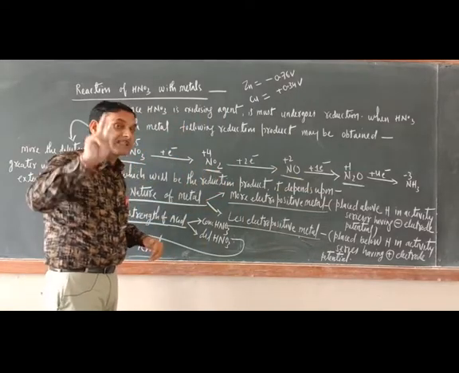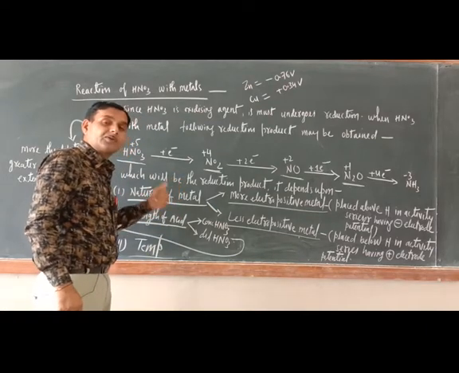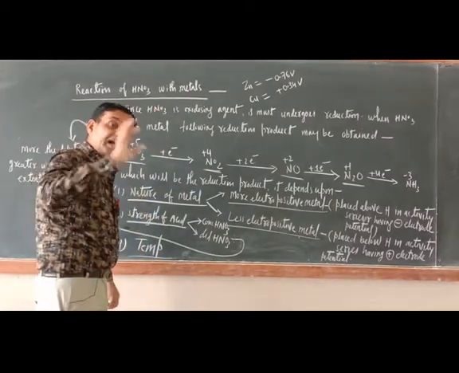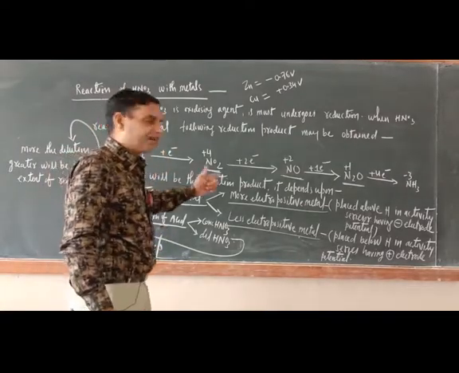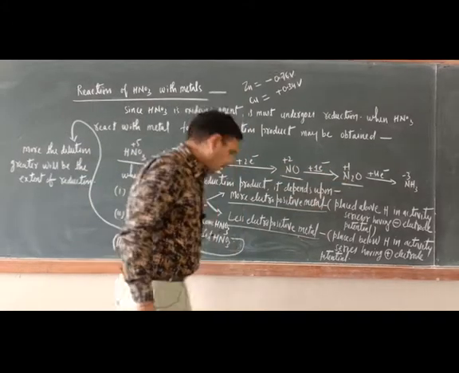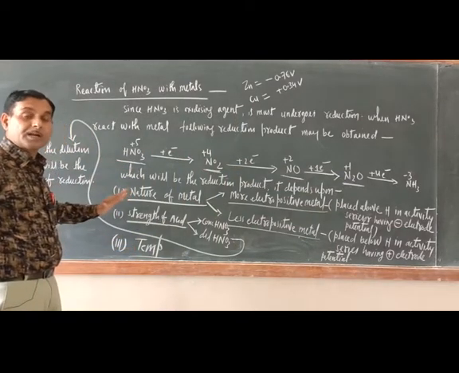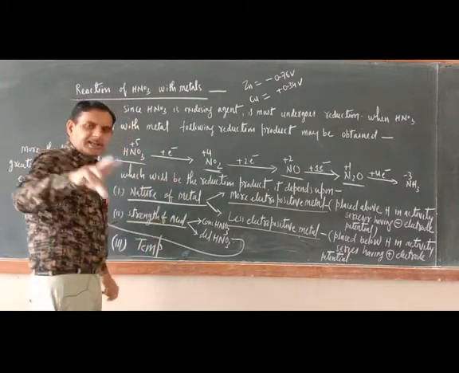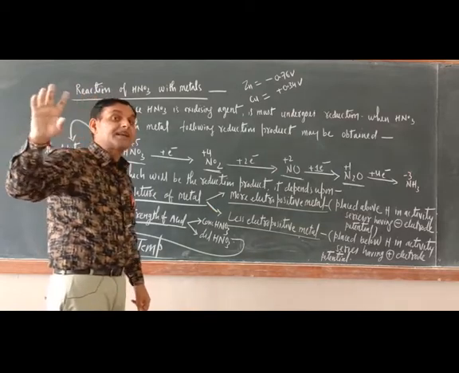But remember, this is also not fully correct, because the second factor may come into effect. What kind of metal you have taken? Now suppose you have taken a more electropositive metal and dilute acid. Are you getting my point or not? Then 100% you will get this kind of product here. One more factor is the temperature. Temperature also affects the reduction product. So in a nutshell, the reaction of HNO3 with metal is a complex type of reaction. It depends upon certain factors.